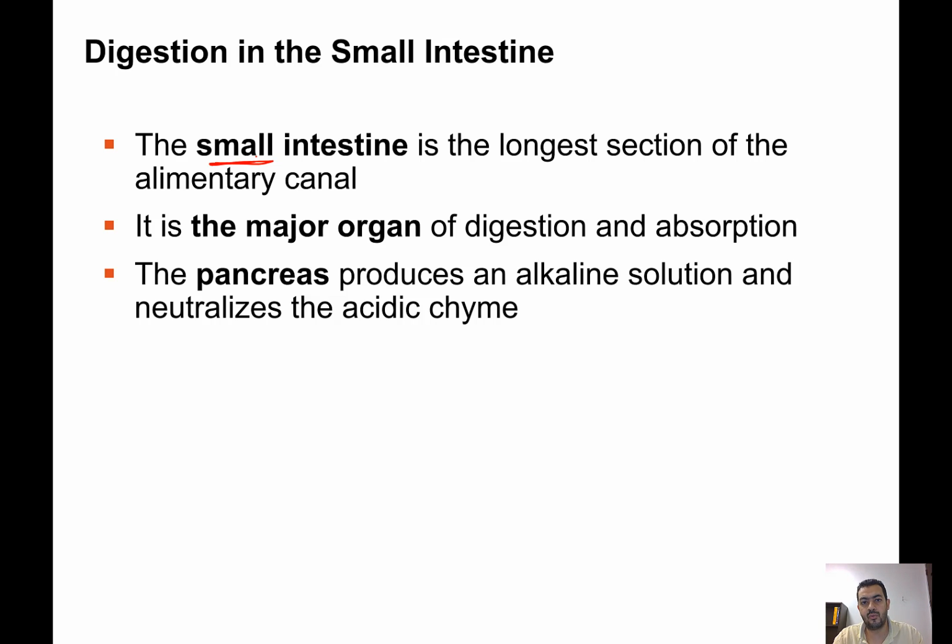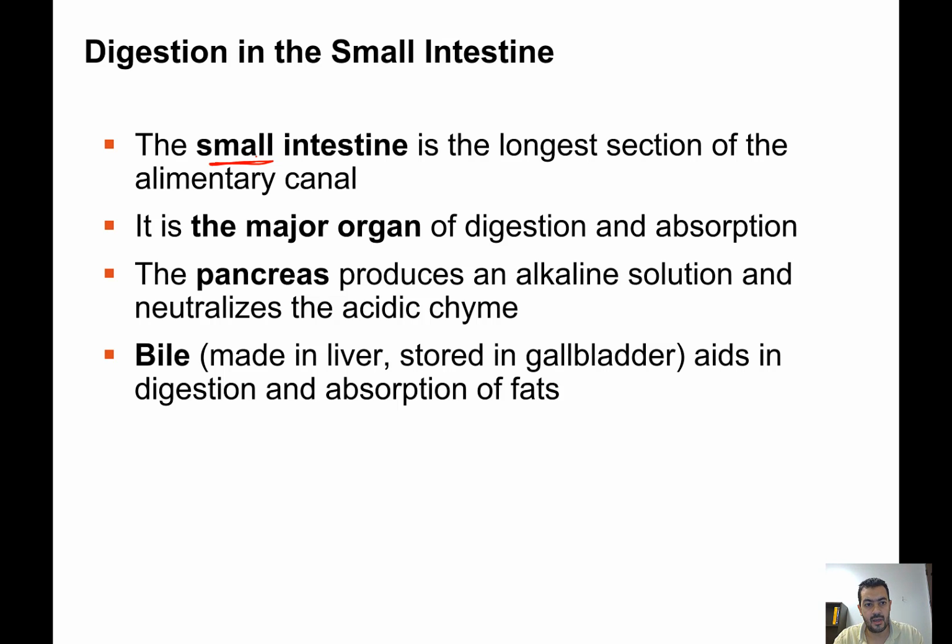Why? Because now we don't need this acidity anymore. The acidity has done its part and now we don't need it. So we have to protect the small intestine from this acidity by neutralizing it with alkaline solution. In addition to that, the small intestine receives bile. Bile is a secretion made in the liver and stored in the gallbladder.